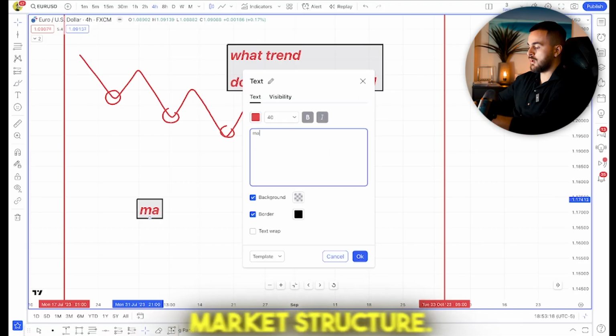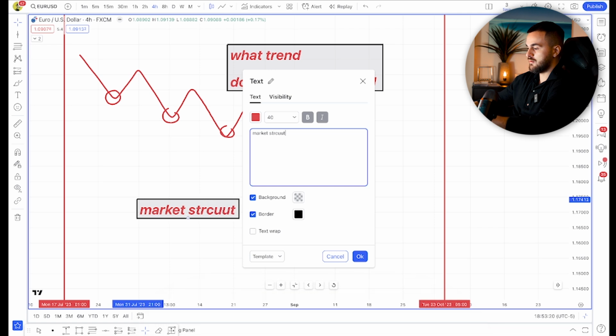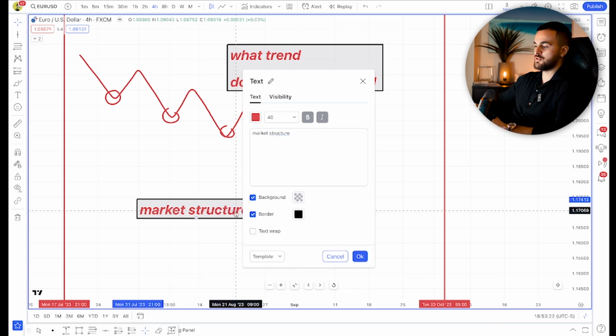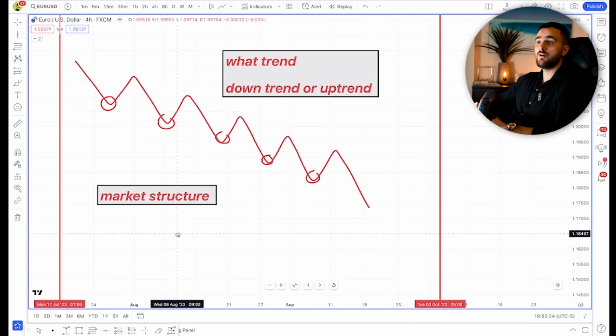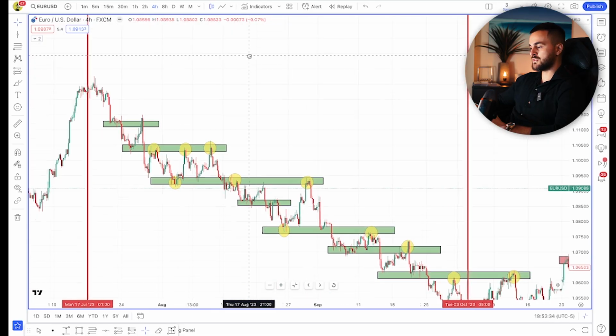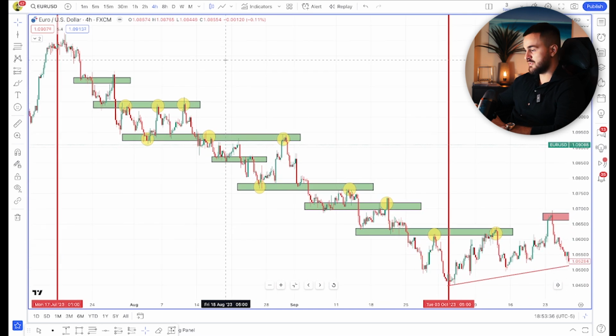We look for market structure. We look at what is the current market structure for us. Are we in a downtrending structure or an uptrending market structure? Lower lows, higher highs, right? These are some of the Forex basics that we teach inside of our academy. If you know the Forex basics, this video should be making sense to you so far.